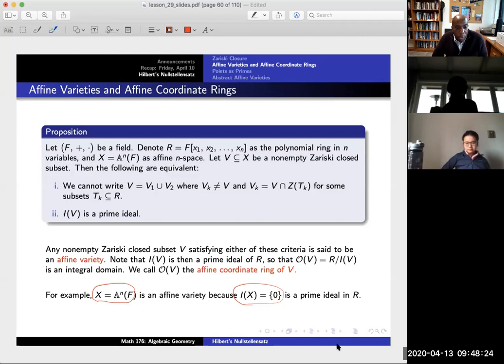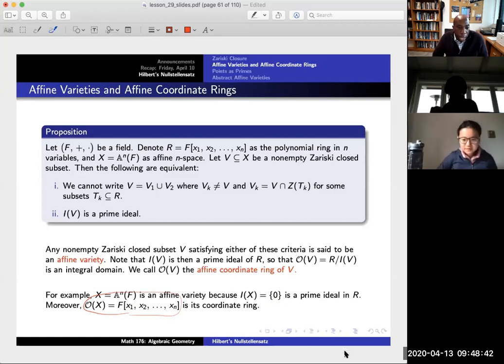And so this here is going to be a prime ideal because my R here is an integral domain. And actually, the coordinate ring is just the polynomial ring. So I can really say now that here, A^n of F is an affine variety. Here's an example of a prime ideal. Here's an example of its coordinate ring. All right, so all of this comes back to this very general affine n space.